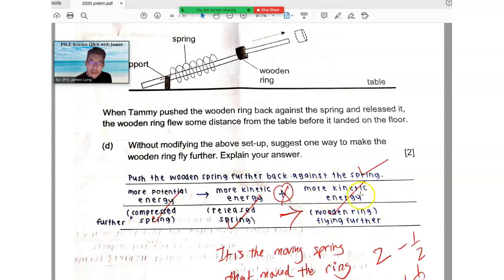If you're going to use the formula or the energy conversion statement, be very careful. The potential energy in the spring doesn't convert to the kinetic energy in the ring directly. It converts to kinetic energy in the spring first. It is a moving spring that pushes the wooden ring. So if you get this part wrong, of course, you will not get marks for the explanation portion. You will still get marks for the evidence, or for your suggestion to make the wooden ring fly further.